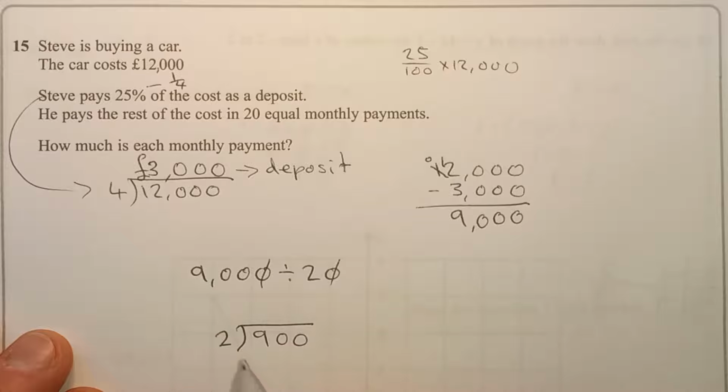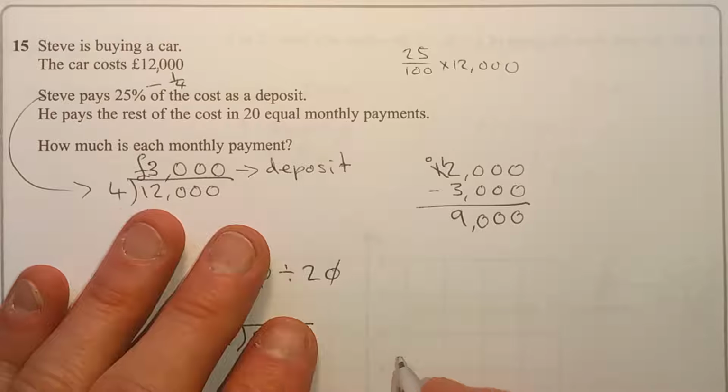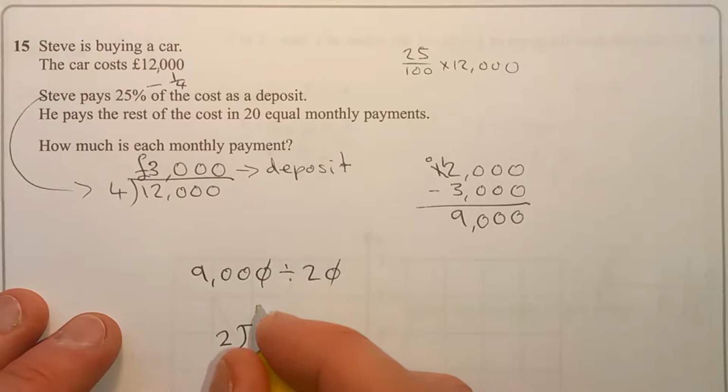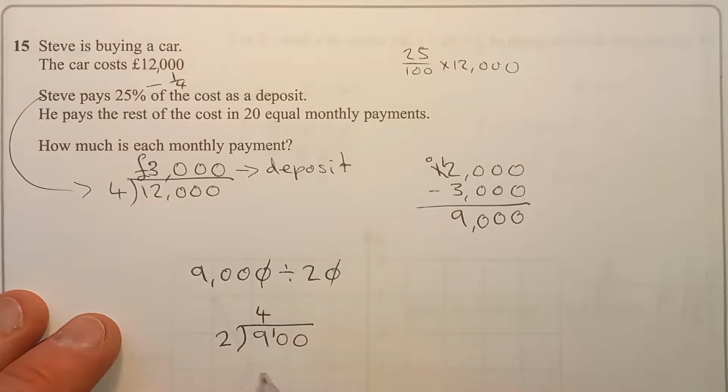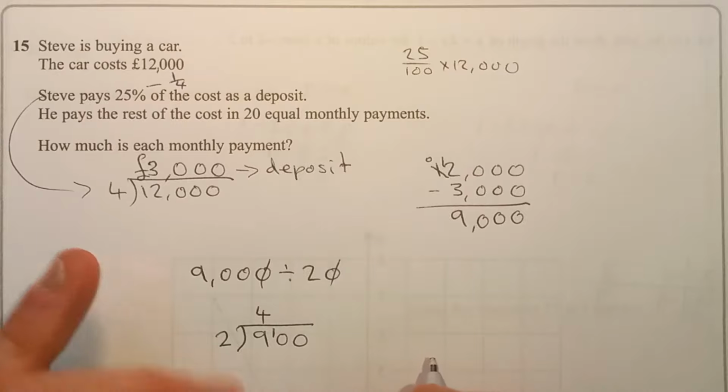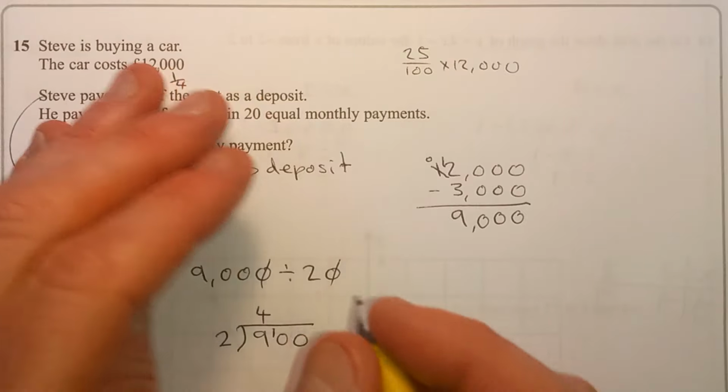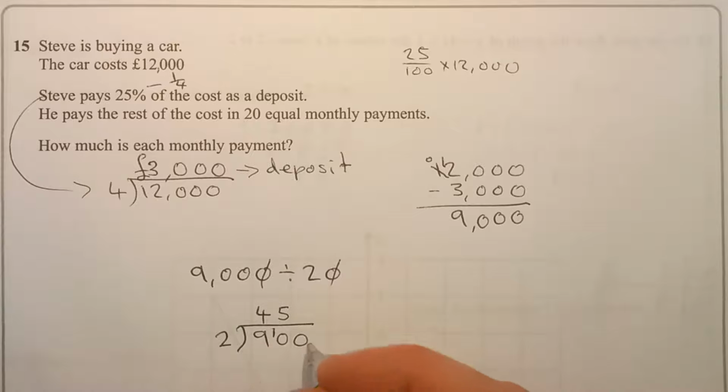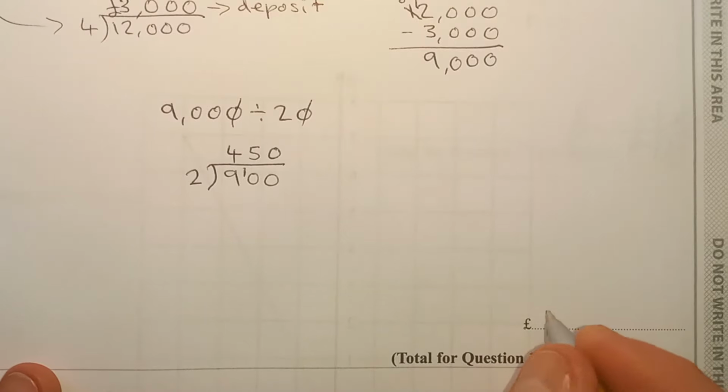Bus stop method. 2's into 9. 2, 4, 6, 8. That's 4 times. With 1 left over. 2 into 10. 2, 4, 6, 8, 10. That's 5 times. And 2 into 0 gives 0 times. So we've got an answer there of £450.